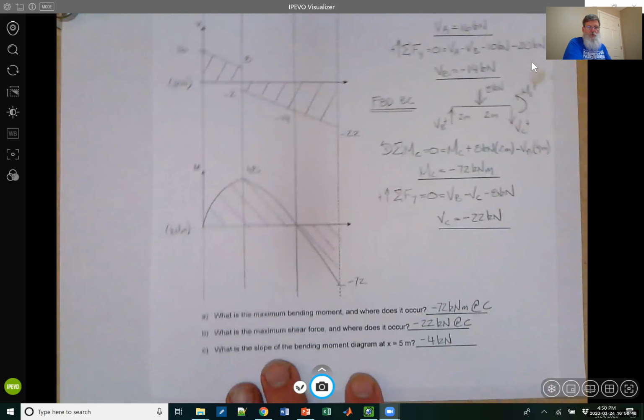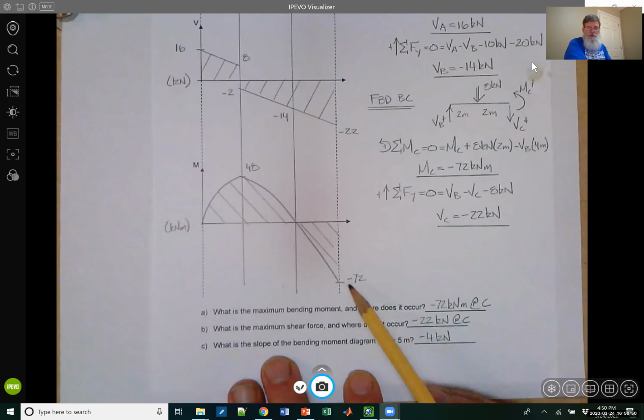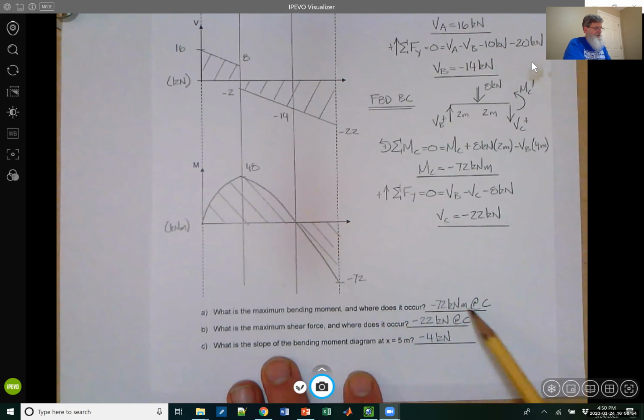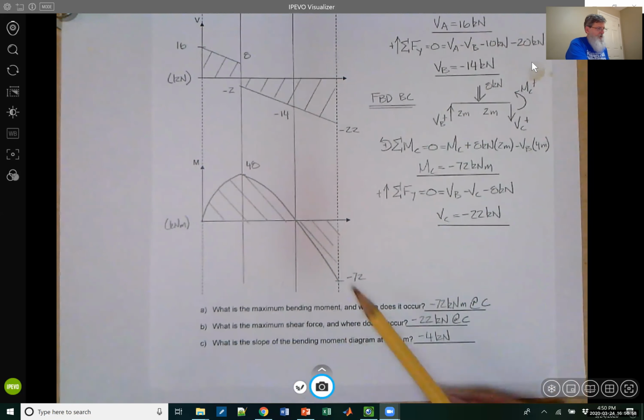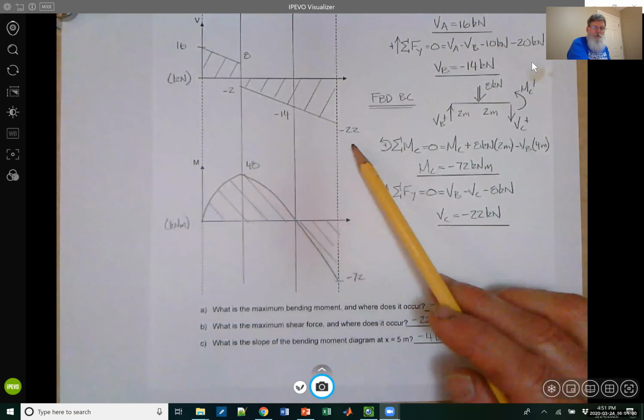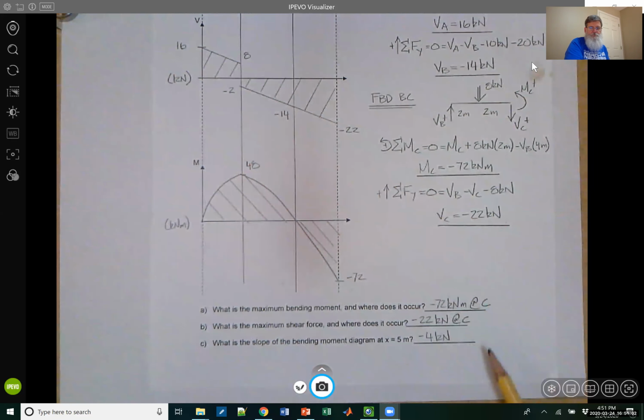So I finished by answering the questions. What's the maximum moment? Well, the maximum moment's here, negative 72 kilonewton meters, and that happens at C, the fixed connection. What's the maximum shear force? Well, looking back at the shear diagram, it looks like it's negative 22, also at C.